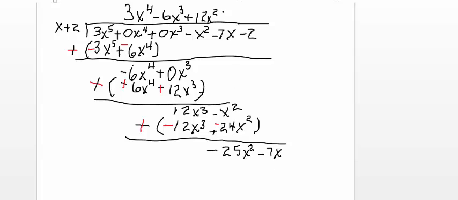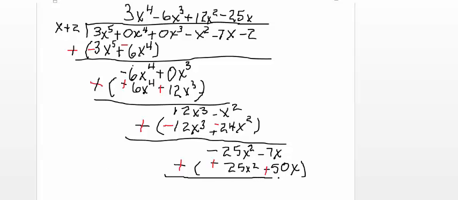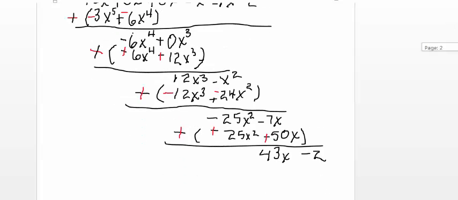Bring down the next term, negative 7x, and repeat the process. Getting a negative 25x in my quotient. Multiplying that by x gives me negative 25x squared. Negative 25x times 2 is negative 50x. Let's change our subtraction to an addition, which means we have to change the signs of what we were subtracting to the opposite. And let's add. We get 43x, and let's bring down that minus 2.